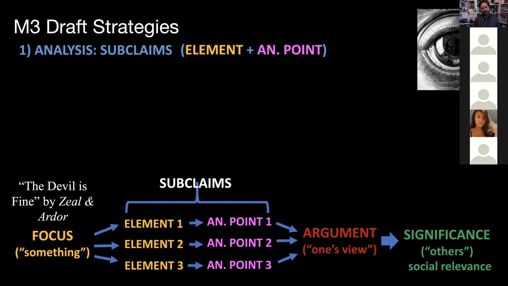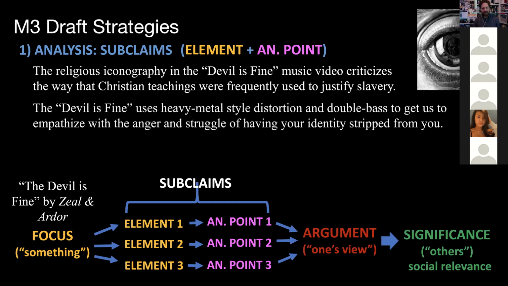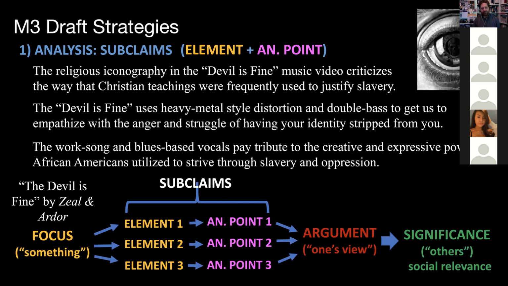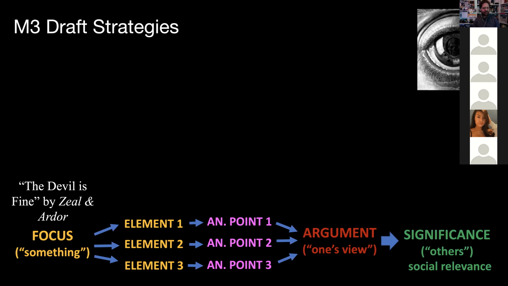The idea is that I want to be making distinct analyses in relation to my three different elements. So here's the subclaims that I have in my paper. The religious iconography in The Devil is Fine music video criticizes the way that Christian teachings were frequently used to justify slavery. The Devil is Fine uses heavy metal style distortion and double bass to get us to empathize with the anger and struggle of having your identity stripped from you. The work song and blues-based vocals pay tribute to the creative and expressive power that African Americans utilized to strive through slavery and oppression. Now, all of these analytical points are related to a larger idea of racism and slavery and oppression, but they each make distinct analytical points.